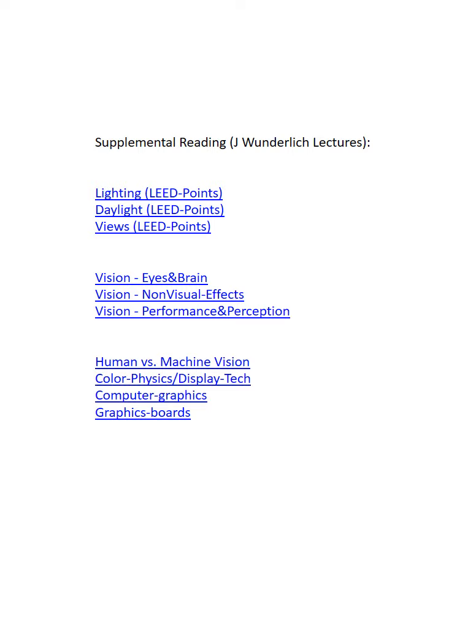And so for supplemental reading, you can learn first about LEED points. Go in there and take a look at all that and what credits you get. And then material from the Illumination Engineering handbook on vision, eyes and brain, the physiology, and then non-visual effects and performance perception. And then related things in high tech: human versus computer vision, how our eyes actually work and our brain too, in addition to what you learn above about the brain, and then the physics of display technology and computer graphics cards.